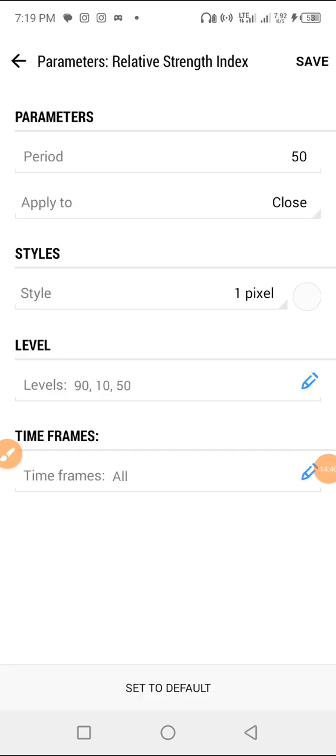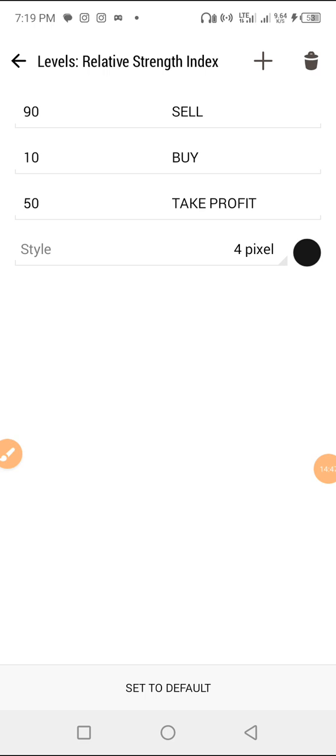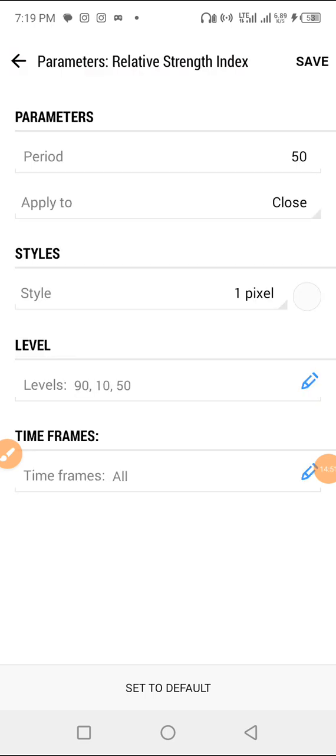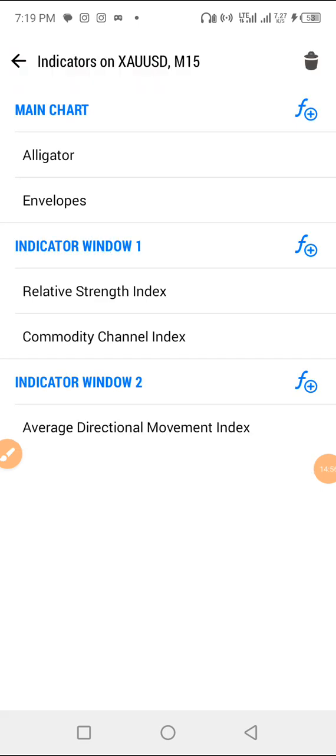Your RSI, we don't need the period, all we need is the level. So the style should be your background color. This is level 90, level 10, and level 50. Then you click on save.